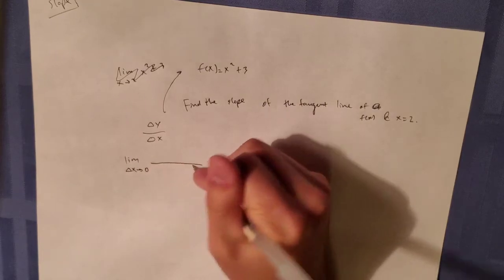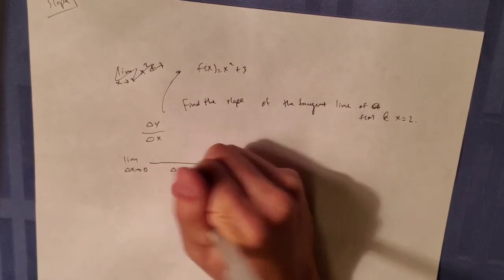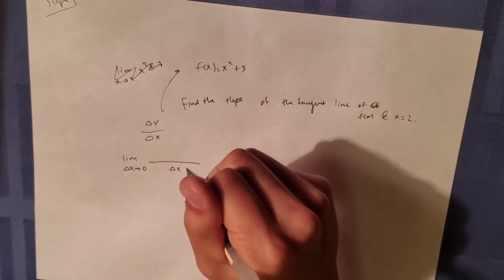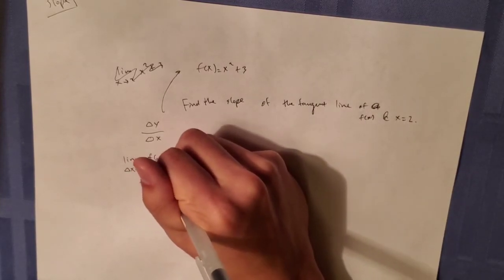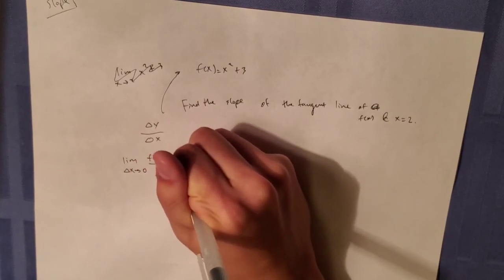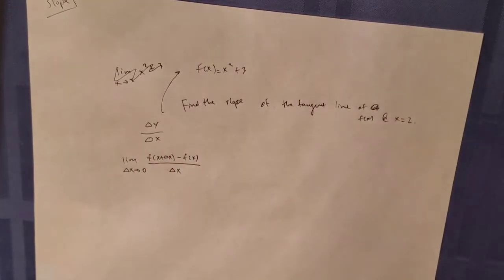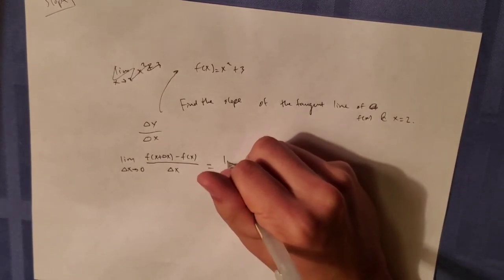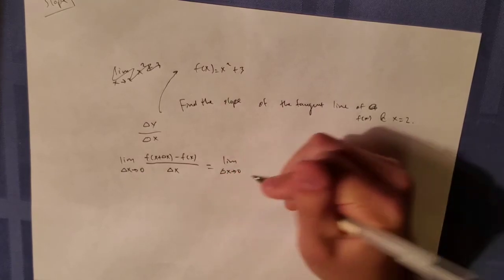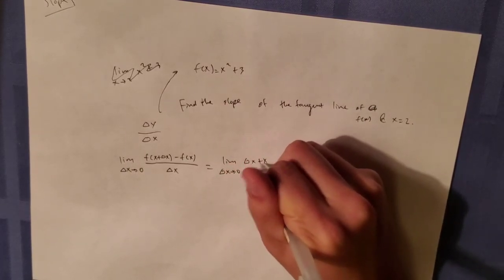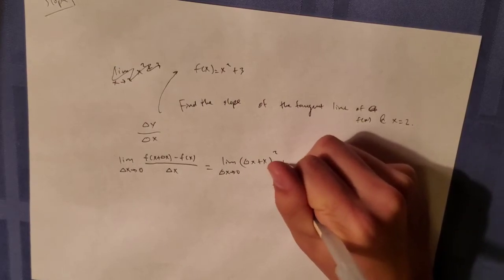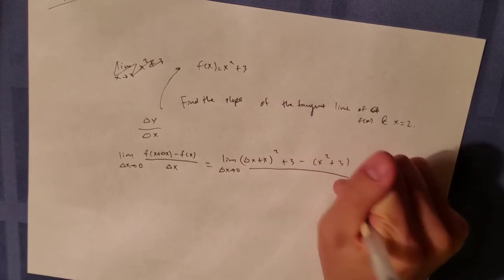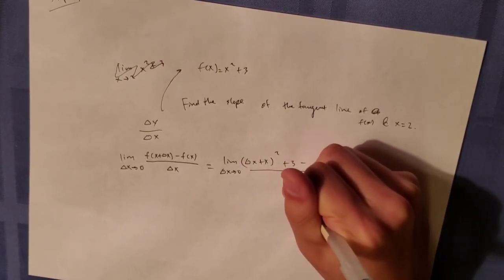So to find our slope, we would clearly have delta x on the bottom, and then we'll have something like f of x plus delta x minus f of x, right? This is what we're going for. So this equals, if we plug it in, the limit as delta x approaches 0 of (x plus delta x) squared plus 3 minus (x squared plus 3) all over delta x.